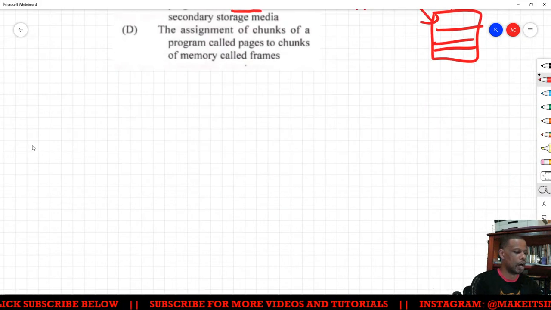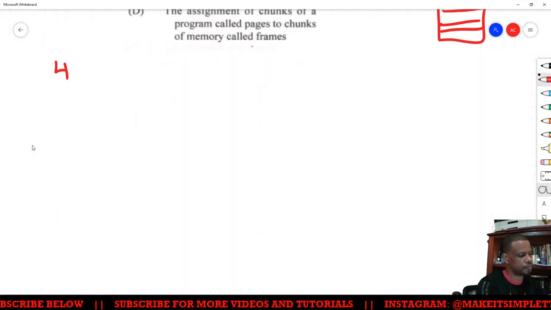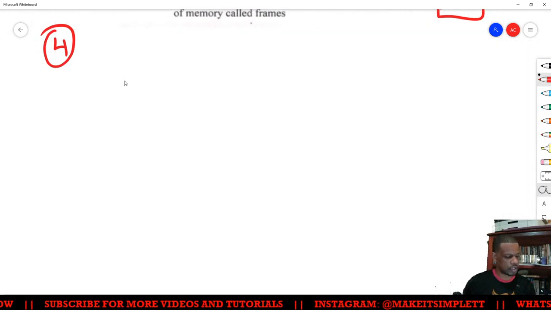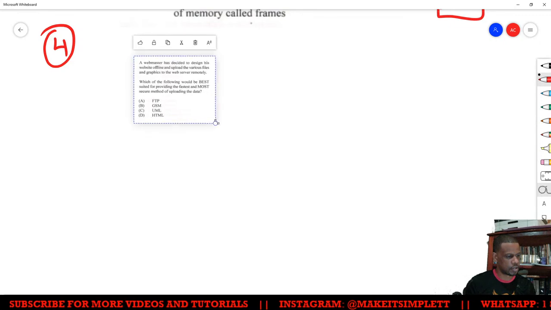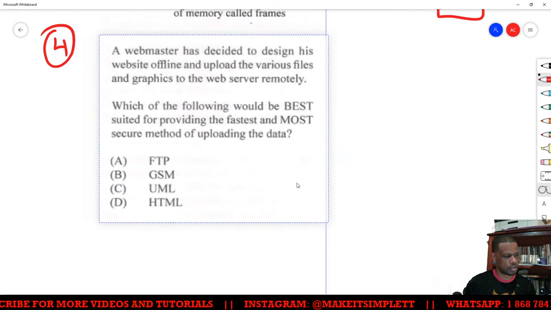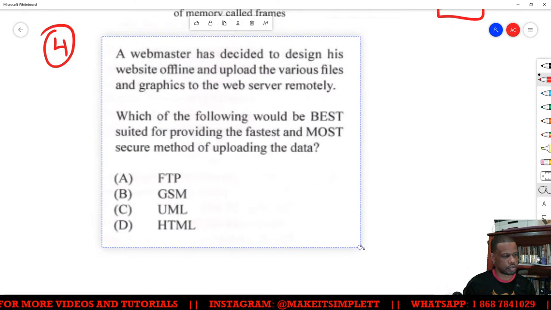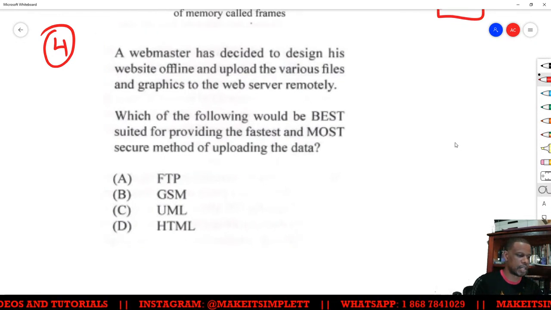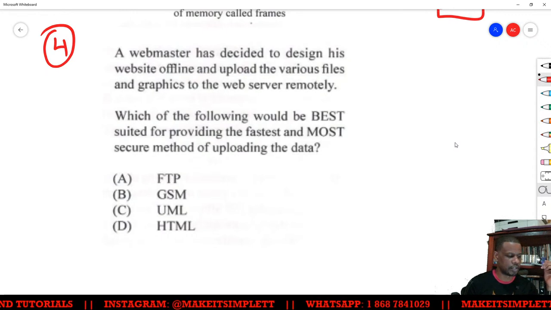Alright, number four is like this. Alright, our webmaster has decided to design our website offline and upload various files.